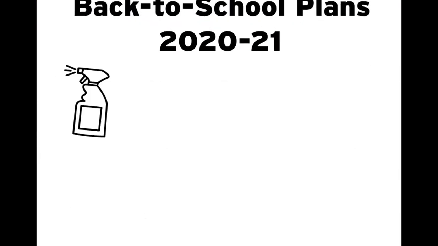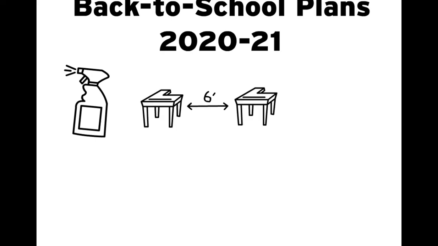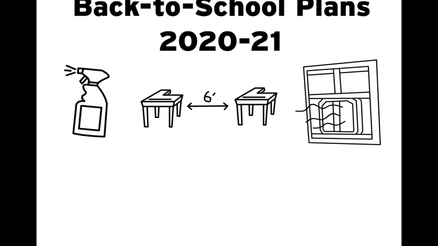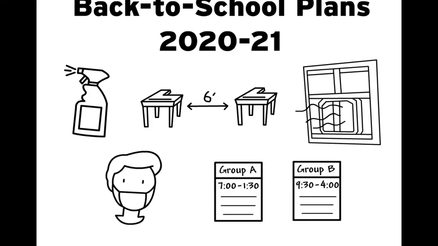That'll mean cleaning and disinfecting regularly and providing hand sanitizer, keeping desks 6 feet apart and cutting class size, opening windows to improve airflow and holding some activities outside, and setting rules about wearing masks. To cut down on mingling, schedules might be staggered, or the cafeteria or gym may be closed.